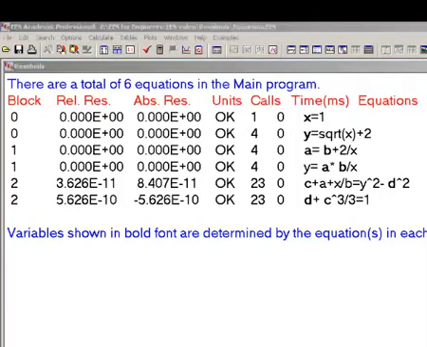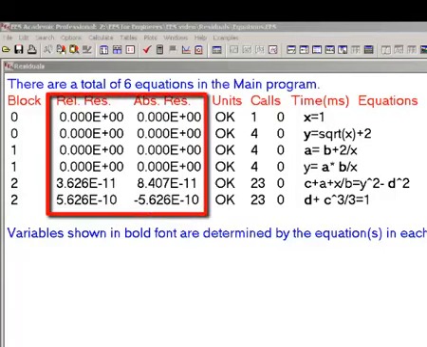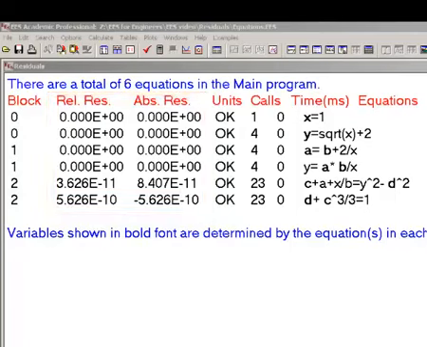The residuals window also displays the relative and absolute residuals for every equation in the main program. The absolute residual of an equation is the difference between the values on the left and the right sides of the equation. The relative residual is just the absolute residual normalized by the magnitude of the left side of the equation. EES monitors the values of the relative residuals during the iterative calculations to determine when the equations have been solved based on the stopping criteria that the user has set in the options menu.